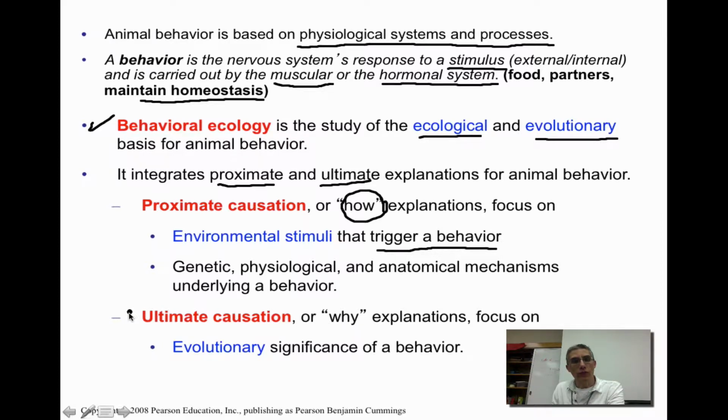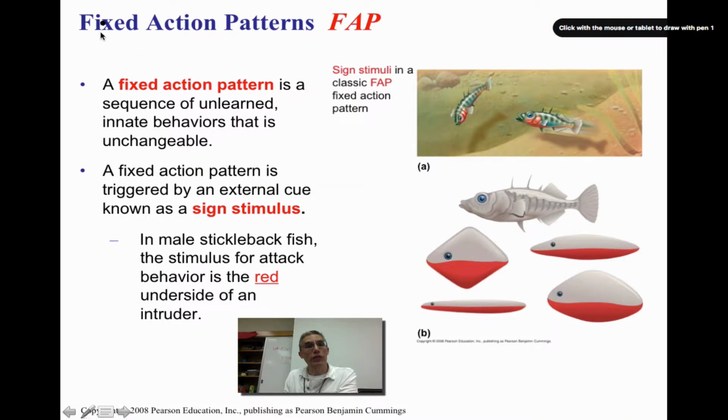And then you would look at the ultimate causation of that behavior. And this is going to be considered the why piece of the behavior. And this is going to be basically emphasized when you look at the evolutionary significance of the behavior that you're making observations of.